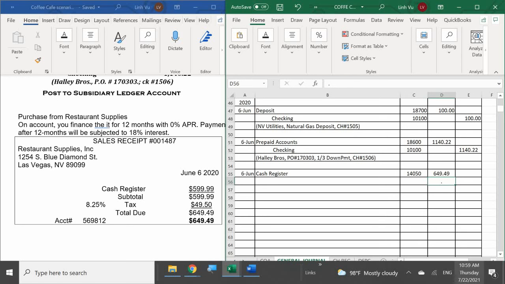Now, here's the difference with accounts payable, right? When you have an accounts payable, you usually are going to be owing them within a year, or you're going to be paying them within a year. Now, in this case, I financed this cash register for 12 months. However, can I go beyond the 12 months? It says you can, because at the end of the 12th month, you're going to be hit with interest.